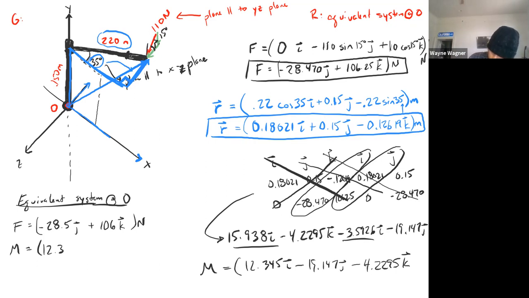Okay, so that means over here, for my final moment, I could write 12.3, this is newtons times meters. This is kind of sloppy work. I usually like to keep my units all the way, but this whiteboard's pretty small. I minus 19.1 in the J, minus 4.23 in the K. Okay, and that's newtons times meters. So that's the answer, more or less, assuming I didn't make an error, which is always very possible in these.